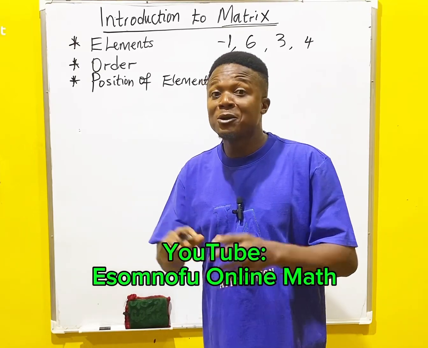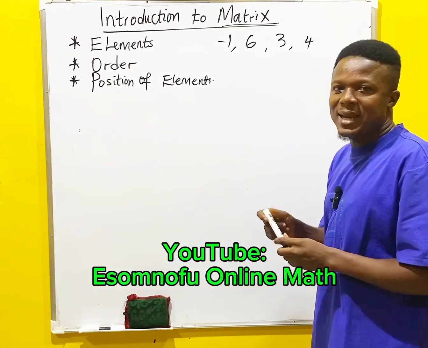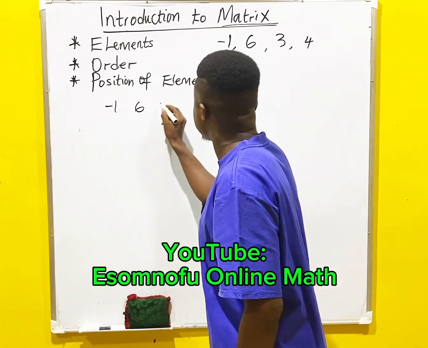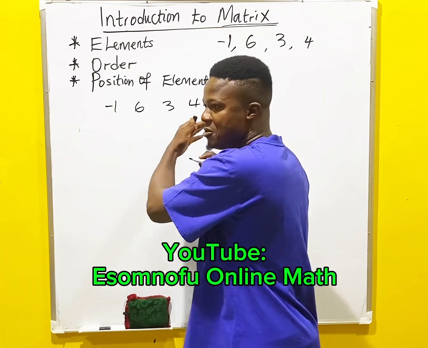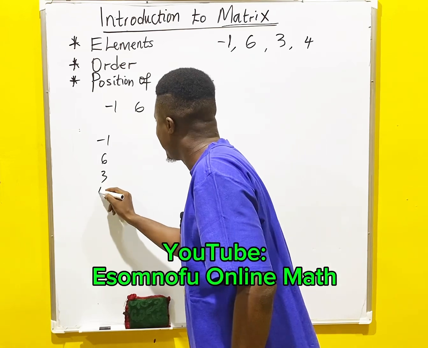This lesson will be talking about matrix. Before you understand matrix, take a look at these numbers. I can arrange these numbers in rows like -1, 6, 3, and 4. This is a row. I can arrange it in a column: -1, 6, 3, and 4.